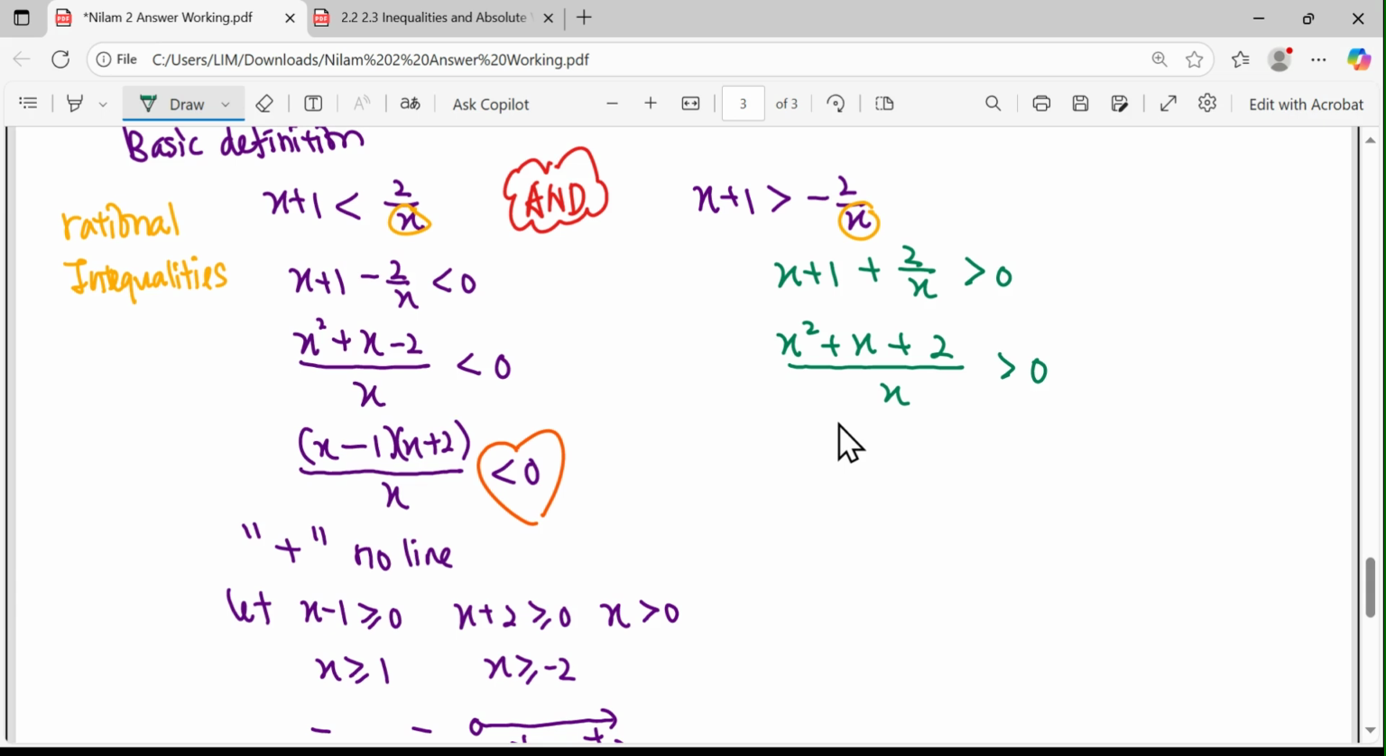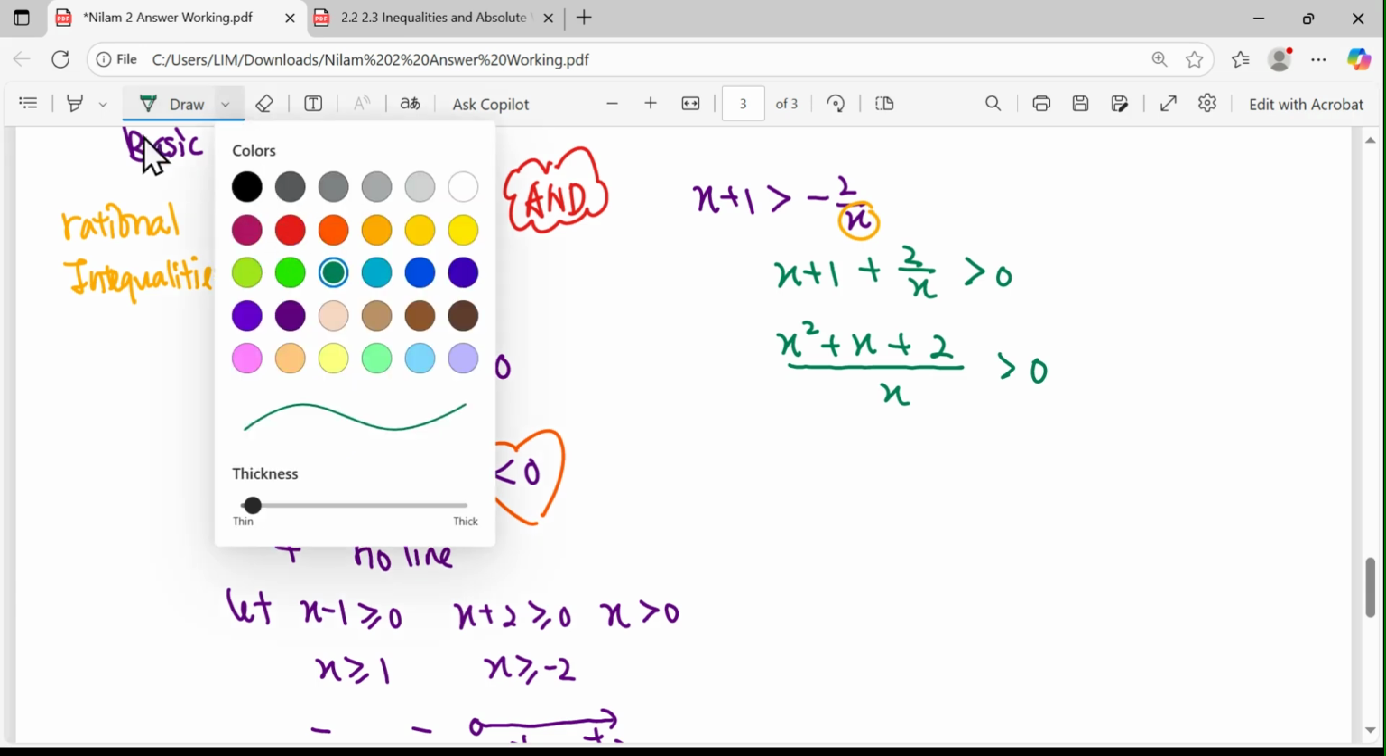When we get the equation, you get a polynomial with degree 2, where a is 1, b is 1, and c is 2. You will notice that it gives you a complex number. What does it mean? Complex number means it doesn't have roots. It doesn't have factors. So what can we say for this part?